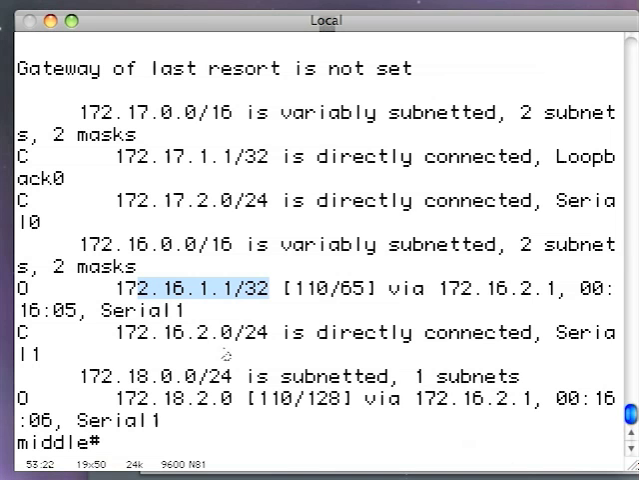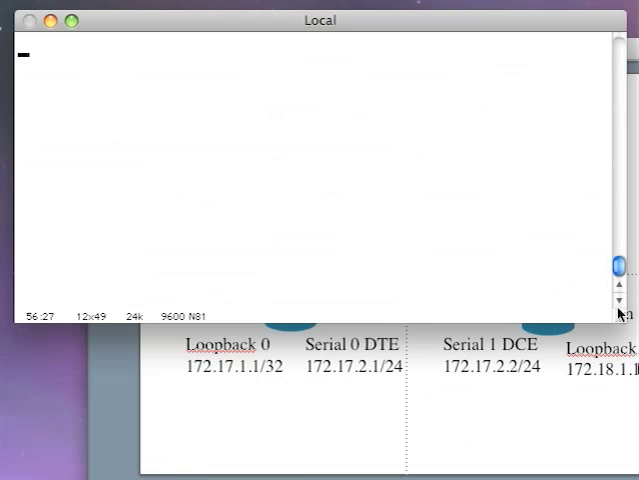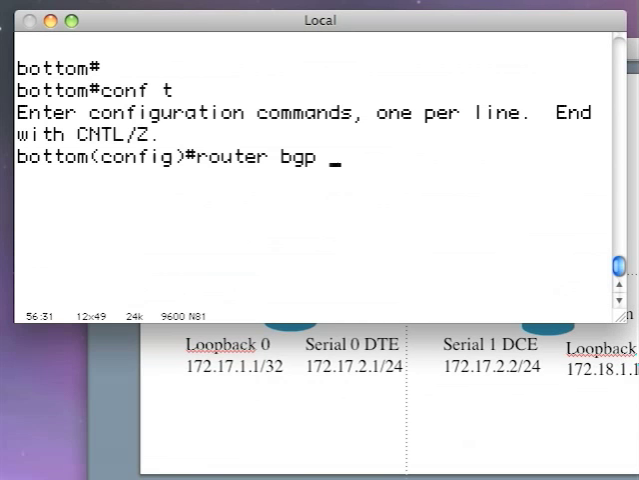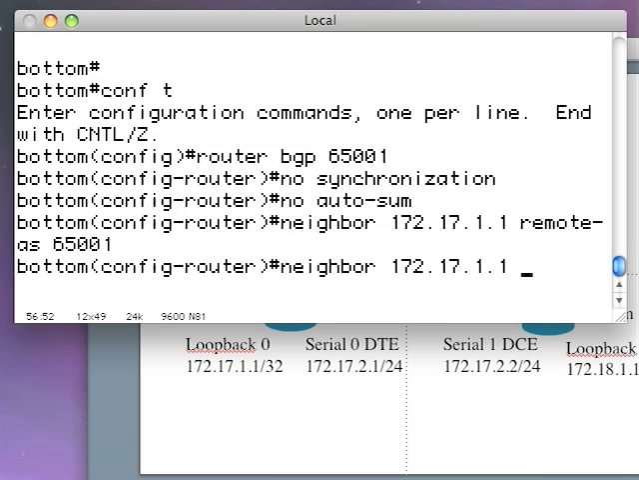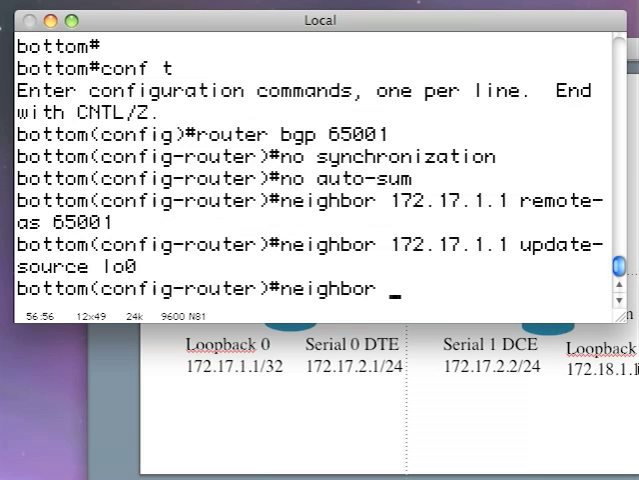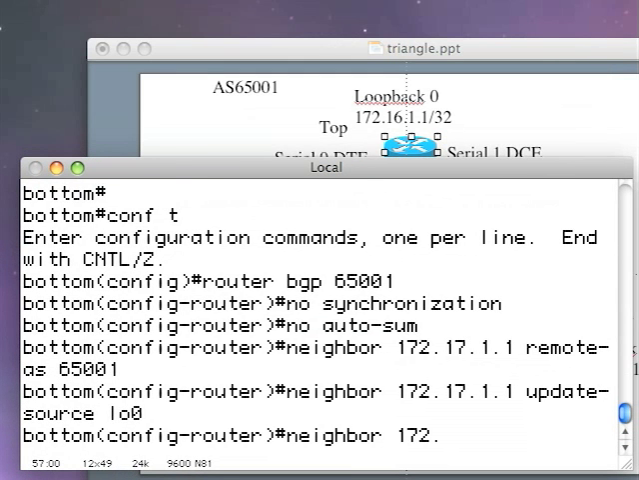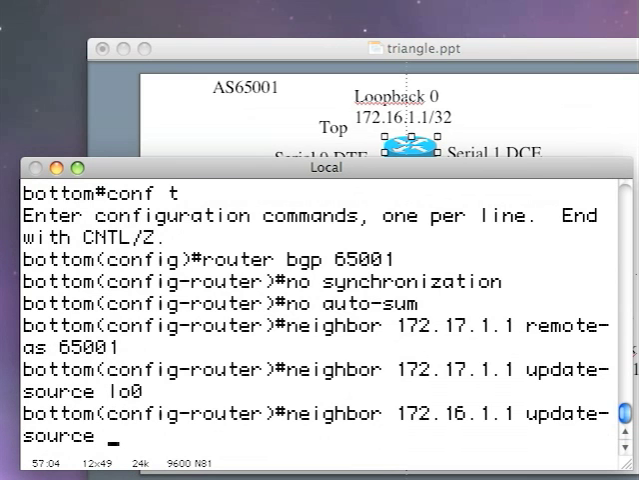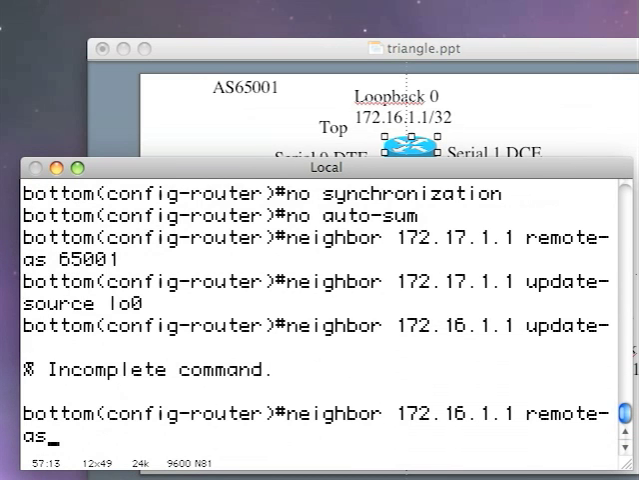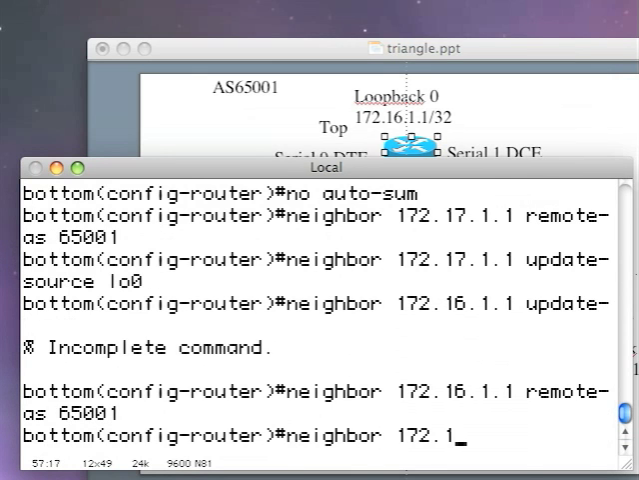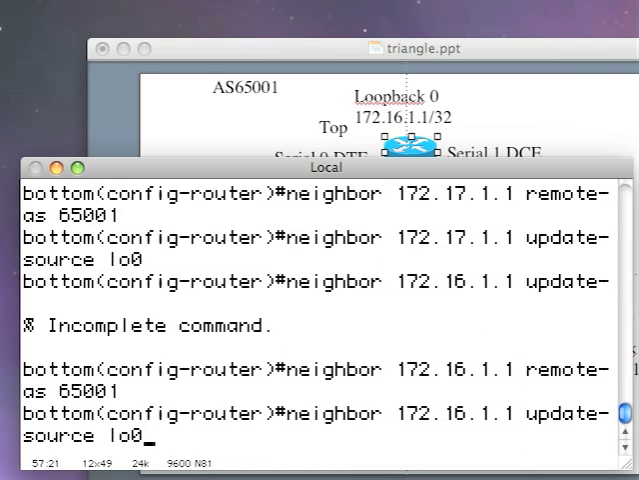Let's go ahead and configure BGP under my bottom router here. Conf T, router BGP 65001, no synchronization, no auto-summary, and neighbor 172.17.1.1 remote-AS 65001, neighbor 172.17.1.1 update-source LO0, neighbor 172.16.1.1 remote-AS 65001, neighbor 172.16.1.1 update-source LO0.